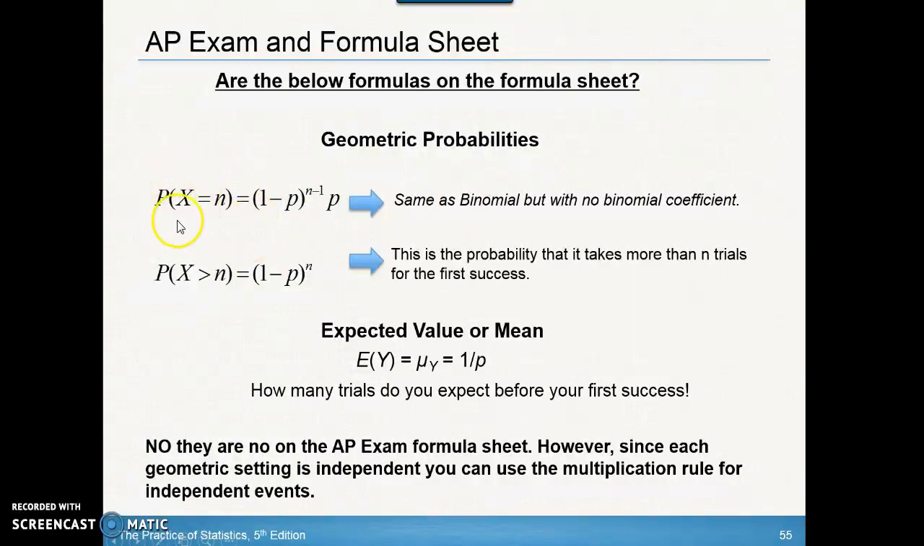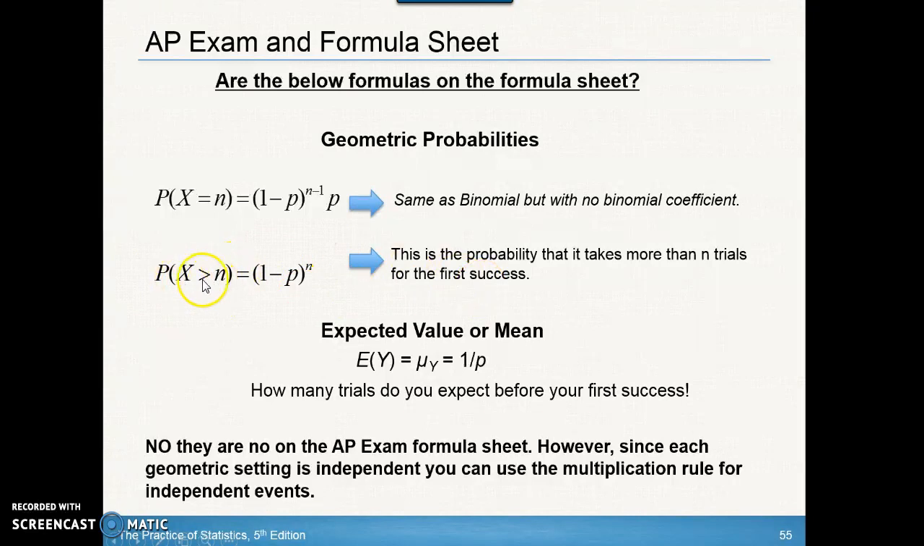Just understand when this says x is equal to n, this is saying x is equal to the first success on the 5th trial, so on and so forth. You have 4 failures raised to the 4th times 1 success on the 5th trial. Now, this one right here is a little bit different.